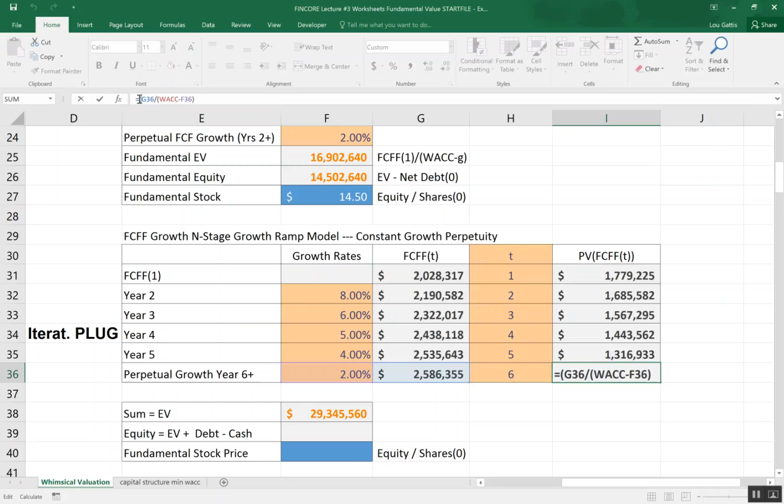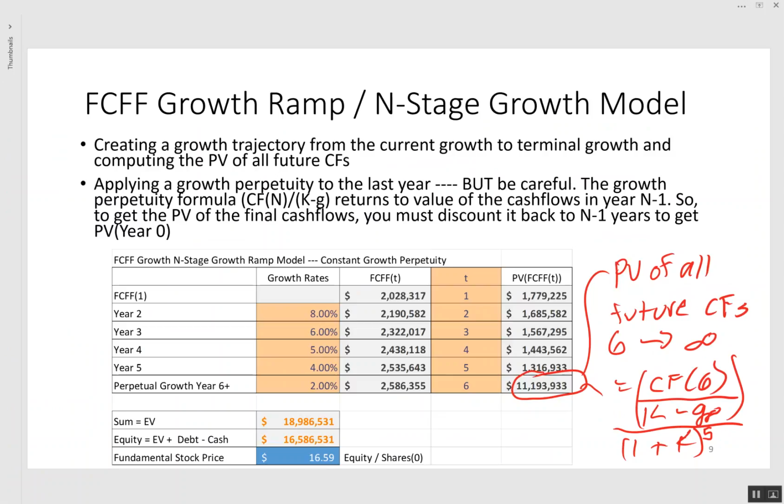So I can take that whole value and discount it for 5 years. Take that growth perpetuity and divide by 1 plus the WACC raised to the 5th power. Now that also gives me my $18,986,000.